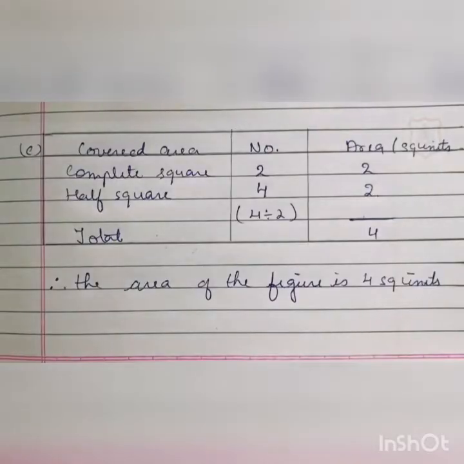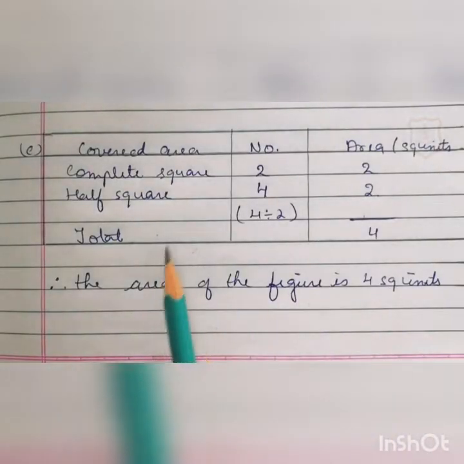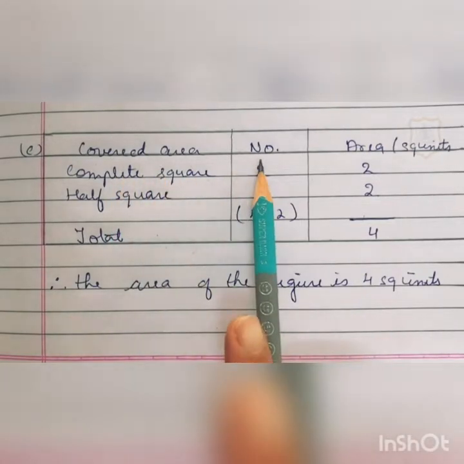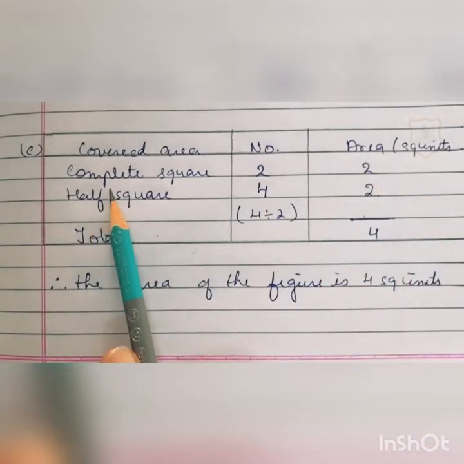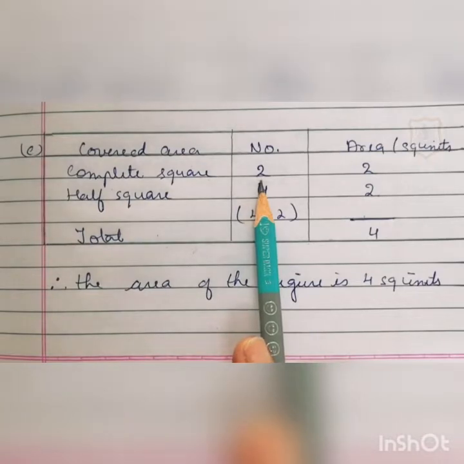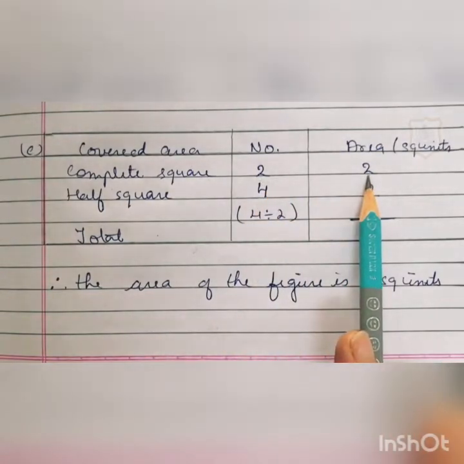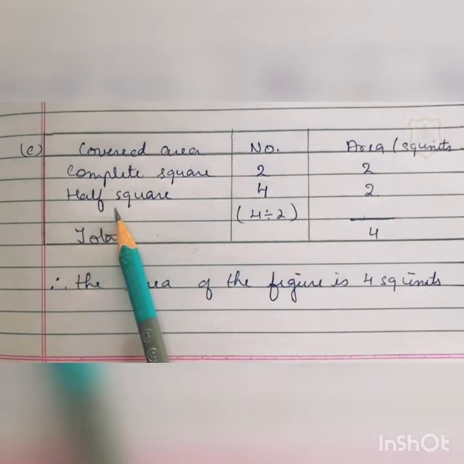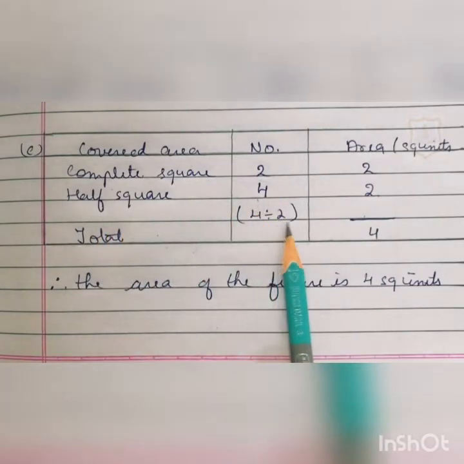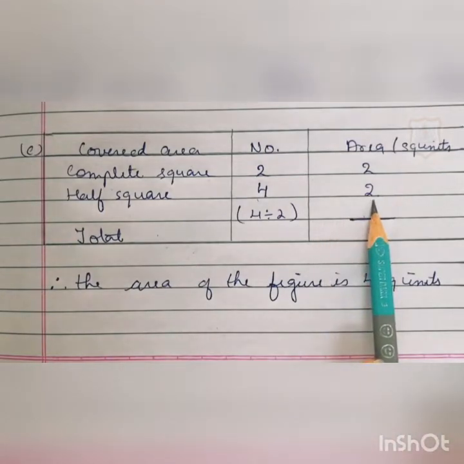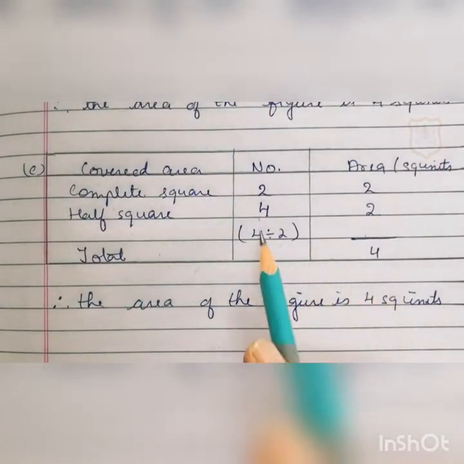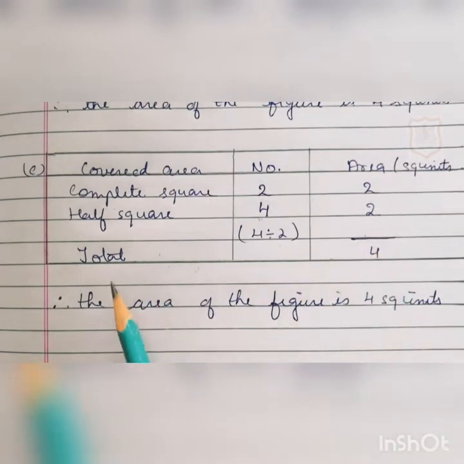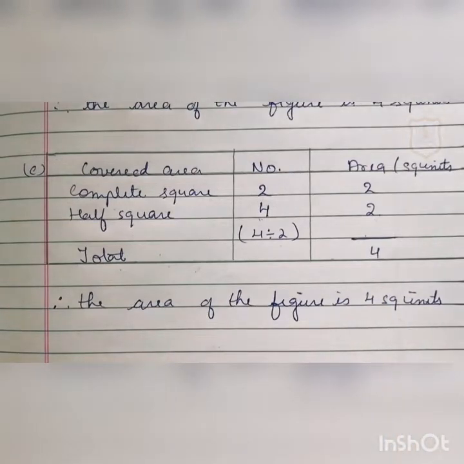So you'll make the table like covered area, number and area in square unit. Complete squares were 2. So you'll write complete square is equal to 2 number and area in square unit is 2. And now half squares were 4. So 4 divided by 2 you get 2 complete squares. So in place of area in unit you'll write 2. Now total will be 2 plus 2, that is 4. Therefore we can say that the area of the figure is 4 square unit.